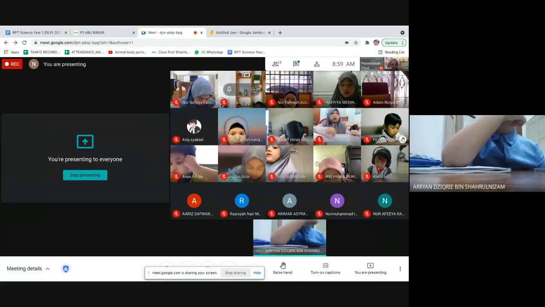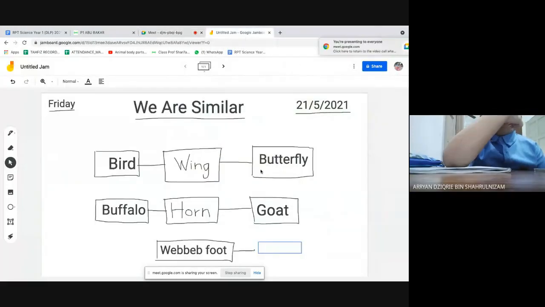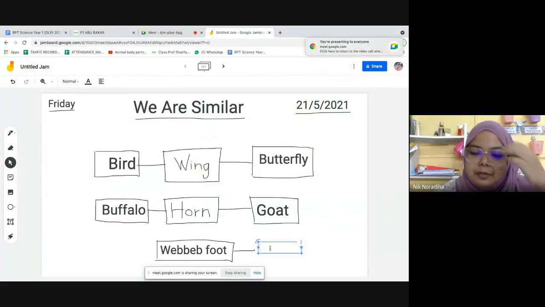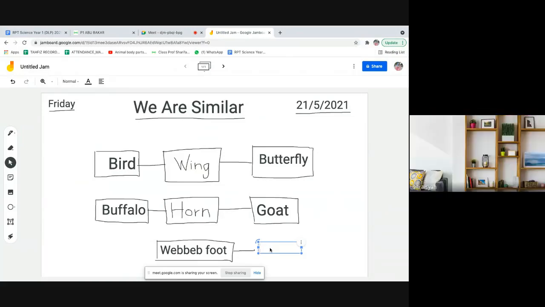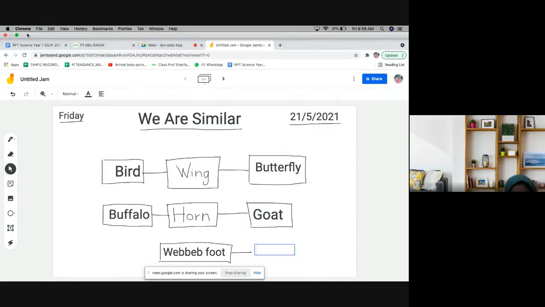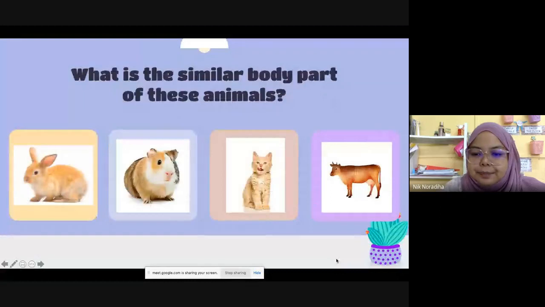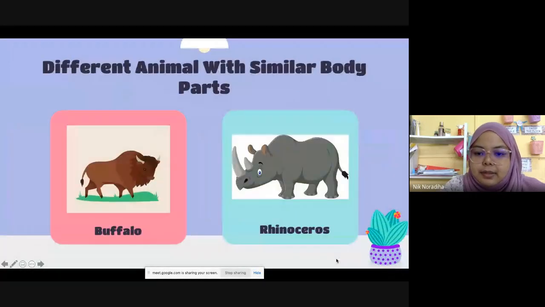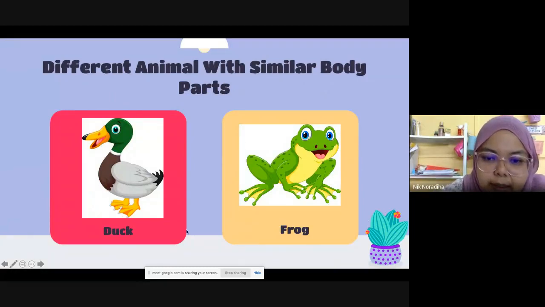Zebra. Giraffe. Wet foot. Web foot. Dog. Zikri, web foot. This one. Frog. Ah, this one. Good job, frog. That has web foot. This one. Okay. Web foot.